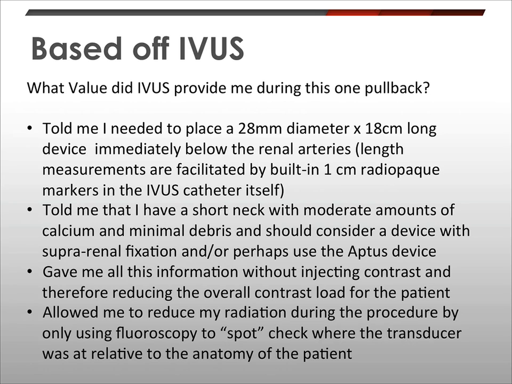It told me that I had a short neck with a moderate amount of calcium but minimal debris, and so I chose a suprarenal device and considered using the Apta stapling device because it is a fairly short neck here. It gave me all that information without injecting any contrast whatsoever to this point, reducing the overall contrast load for the patient. It also allowed me to reduce the amount of radiation during the patient by only using fluoroscopy to spot check where the transducer was relative to the anatomy of the patient.